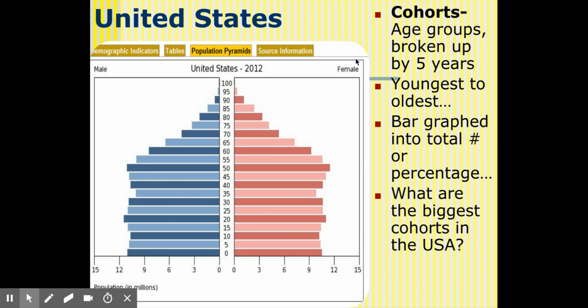So right now what I'd like you to do is when I say go, you're going to pause your video and you're going to discuss with your partner 2 things you notice about the United States population, right? Obviously there are more young people than old people, but what else do you notice on this map that might be a little more interesting? Go ahead, pause now, find 2 things and write them down.